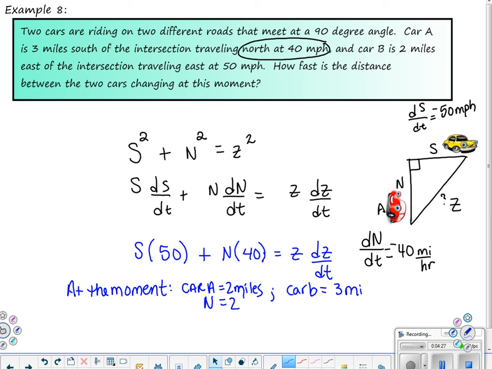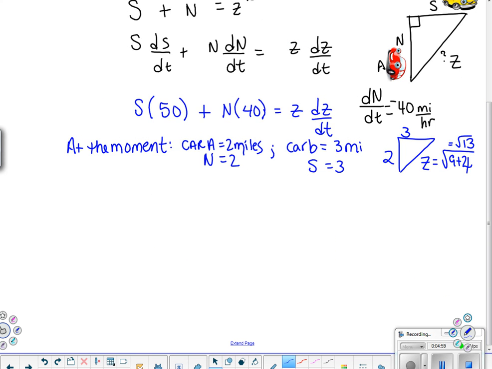And so my S value would be 3. On our triangle, we lock in a triangle with a 2 and 3 there, and we have to find out Z. Well, Z would be the square root of leg squared plus leg squared, so 9 plus 4, or 13. So the square root of 13. That would be the distance of Z at this freeze frame moment.